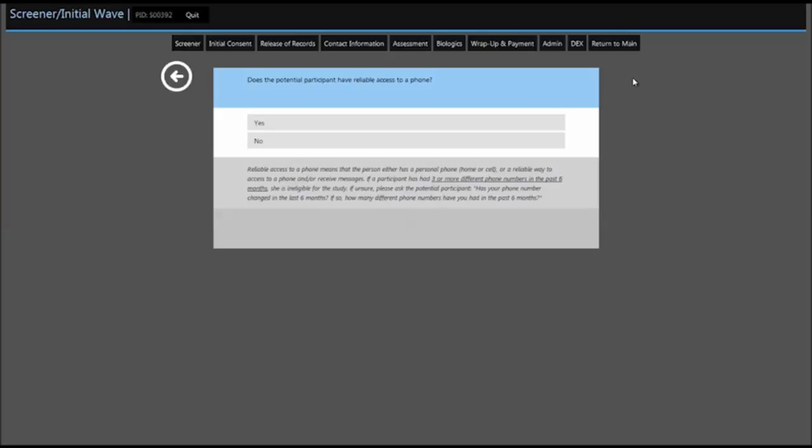The other thing that we are excluding is if people have had 3 or more different phone numbers in the last 6 months. So if they use pay-as-you-go phones and they've changed their number a lot in the last 6 months, they're also ineligible.